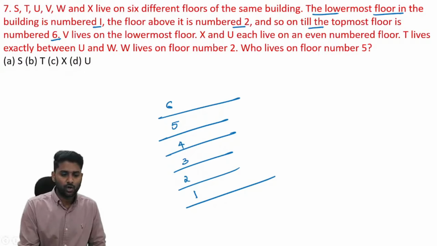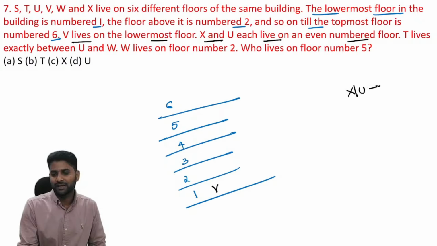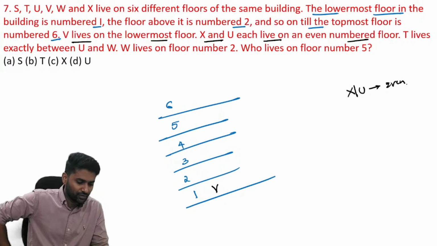V lives on the lowermost floor. So they clearly mention that V lives on the lowermost floor, and lowermost floor means 1. We can fix it. X and U each live on an even floor. So they clearly mention that X and U must live on an even-numbered floor, either second floor, fourth floor, or sixth floor. You have to place either X or U.